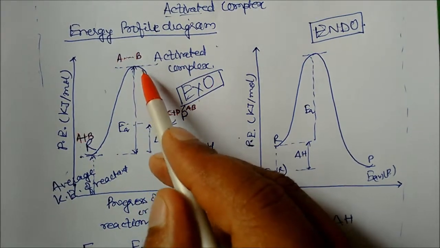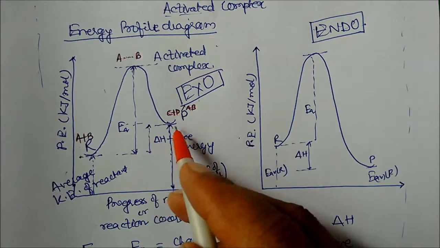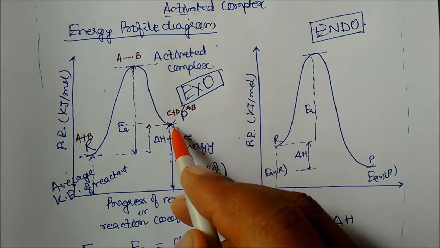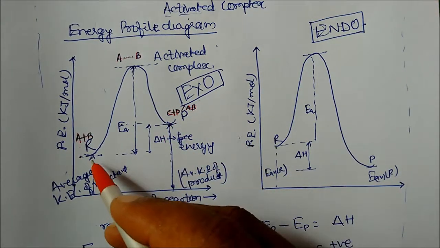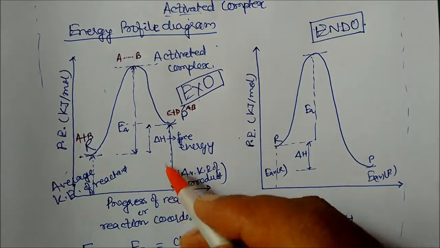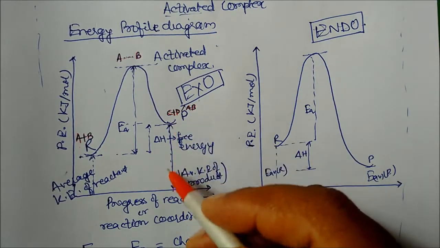So after that what happens? The reaction is going on, so again the potential energy decreases. Up to here it stops. So we can say this is the average energy of the reactant and this is the average energy of the product. Okay, this much is there.